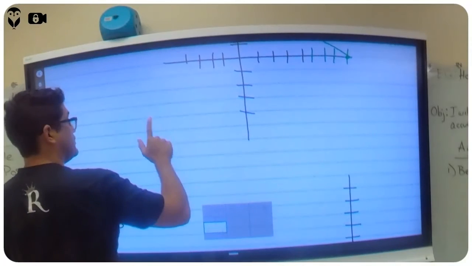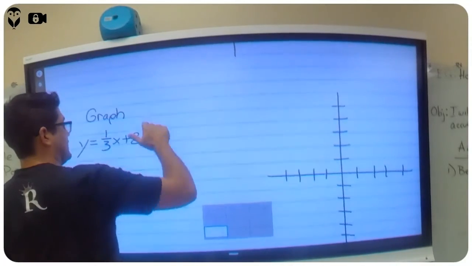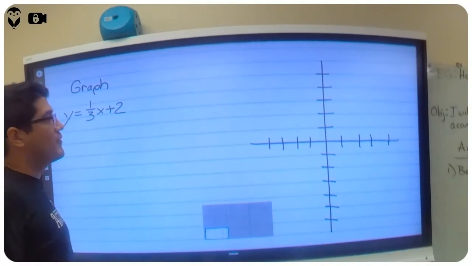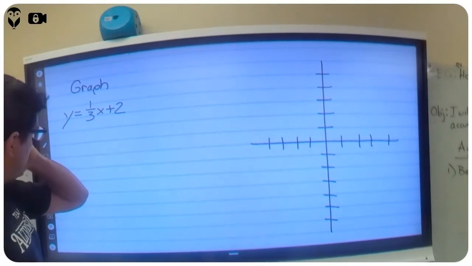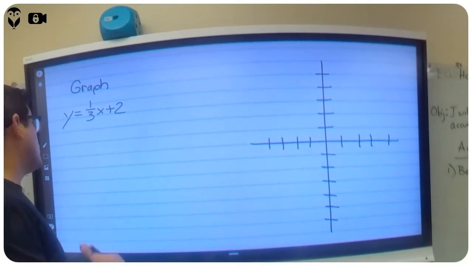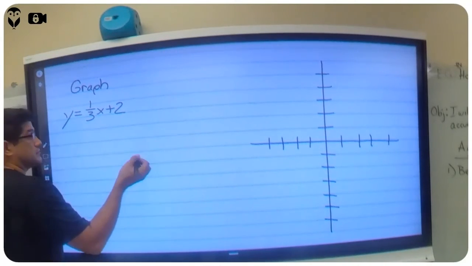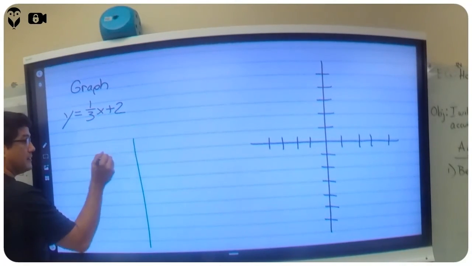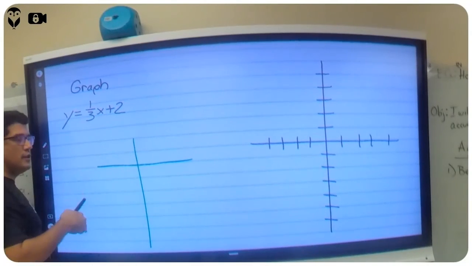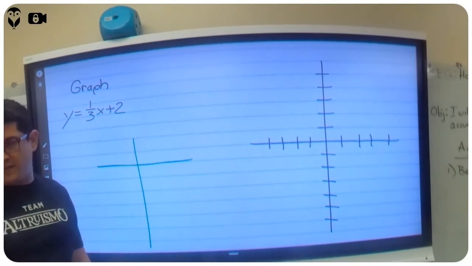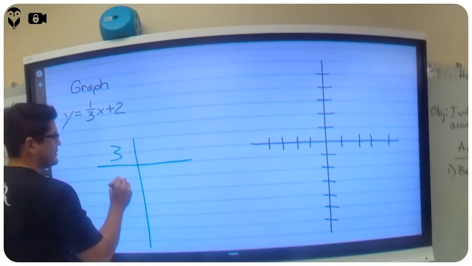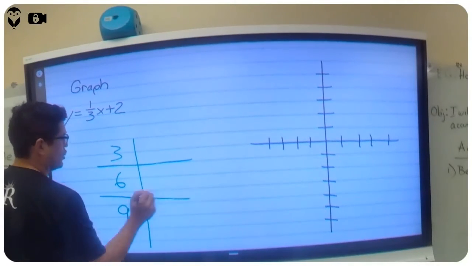So that method can be used if both numbers are going to be whole numbers. Okay, so here we go. Graph. Now you should know how to graph this by now. This is slope intercept form. Now what they said is make a chart. If you're making a chart and you're multiplying with 1/3, you have to use multiples of 3, so that your answers come out to whole numbers. So we'll use 3, 6, 9 as the chart.